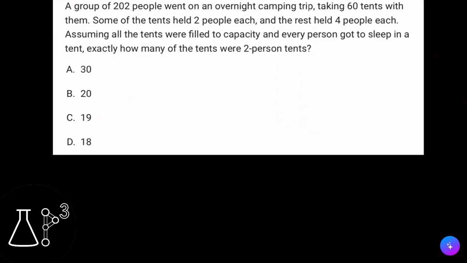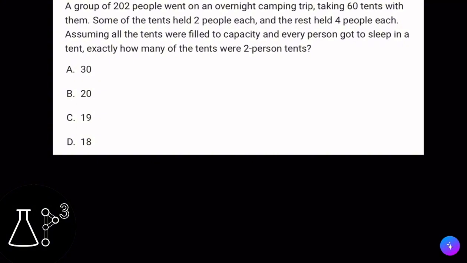Let's do another question. A group of 202 people went on an overnight camping trip, taking 60 tents with them. Some of the tents held 2 each, and the rest hold 4 each. Assuming that all tents were filled to capacity and every person got to sleep in a tent, exactly how many of the tents were 2-person tents?